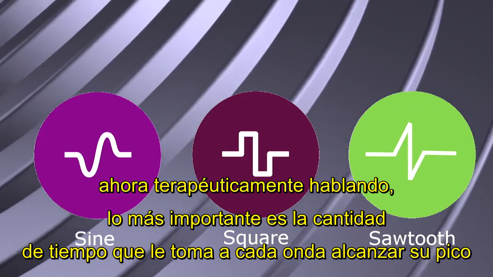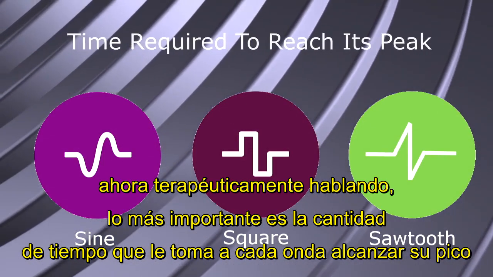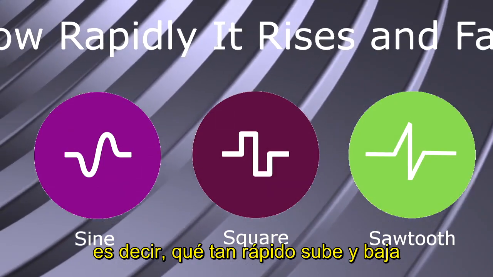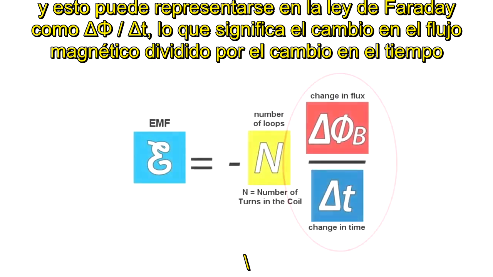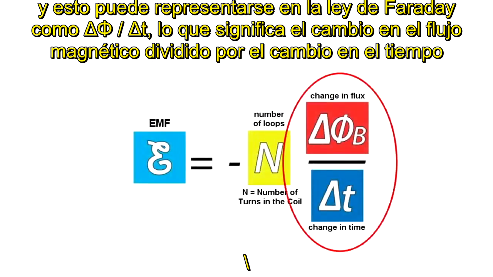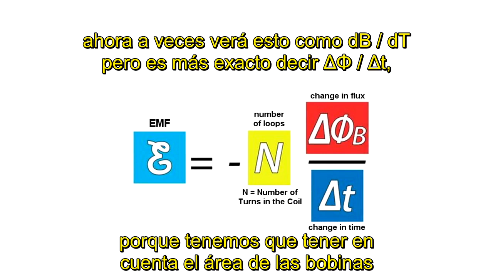Now, therapeutically speaking, what is most important is the amount of time it takes for each wave to reach its peak. That is, how rapidly it rises and falls. And this can be represented in Faraday's law as delta phi over delta t, which means the change in magnetic flux divided by the change in time. Sometimes you will see this listed as dB/dt, but it's more accurate to say delta phi over delta t because we have to factor in the area of the coils.